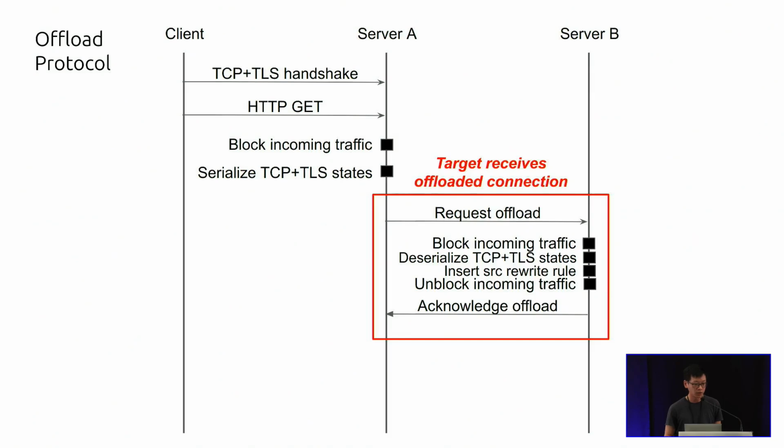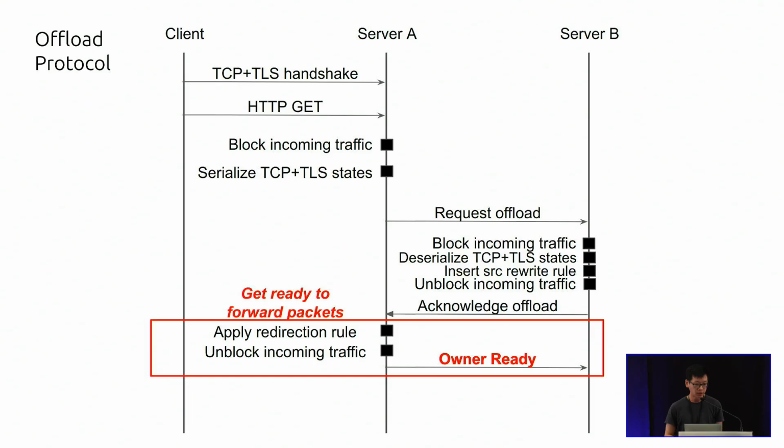After that, it issues a request to server B saying that I want to offload this connection to you. Server B receives this request, parses it, and it also blocks incoming traffic on this flow in order to protect the integrity of the restored socket. After that, it proceeds to do the opposite. It deserializes the TCP connection, restores any TLS state, and it installs a source IP modification rule for this flow in order to make it look like it is coming from the original server, server A. And then it unblocks incoming traffic because the socket is now ready. And then it tells server A that my socket is ready, you're now okay to redirect traffic to me.